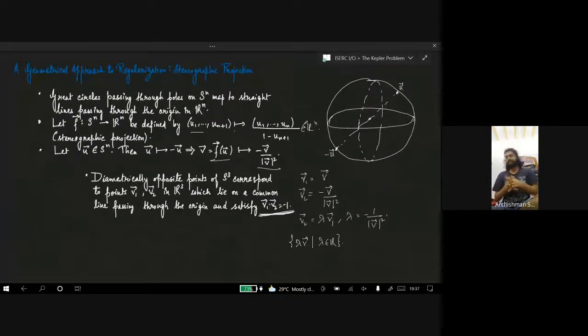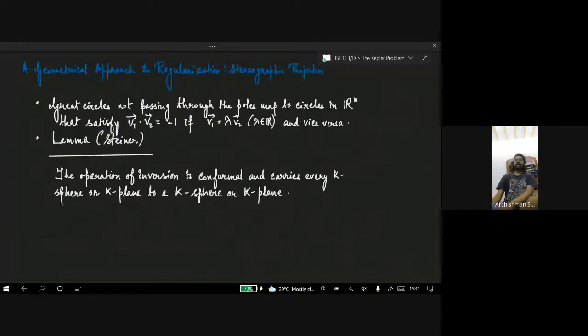But before I jump to conclusions, let me mention that there's a lemma due to Steiner, in the year 1826. Steiner was one of the first people to actually extensively study inversive geometry. The lemma states that the operation of inversion is conformal. By conformal, I mean that if I take, let's say, two circles that intersect at a particular angle, then their images intersect at the same angle. So the operation of inversion is conformal and carries every k-sphere or k-plane to a k-sphere or a k-plane.